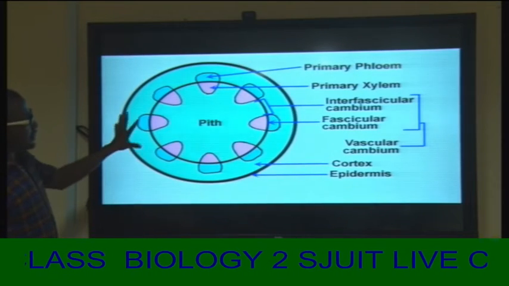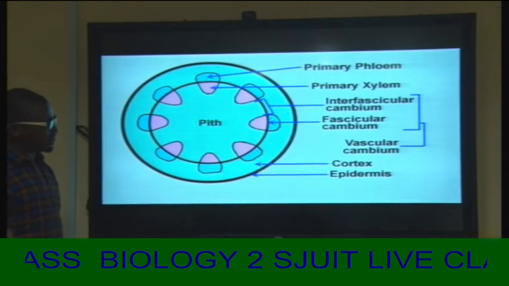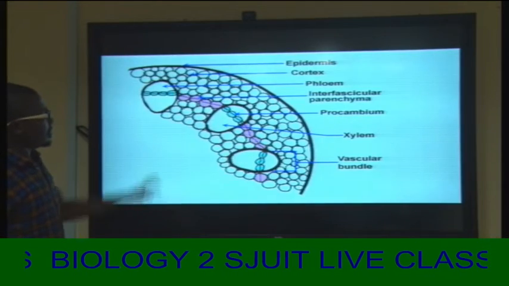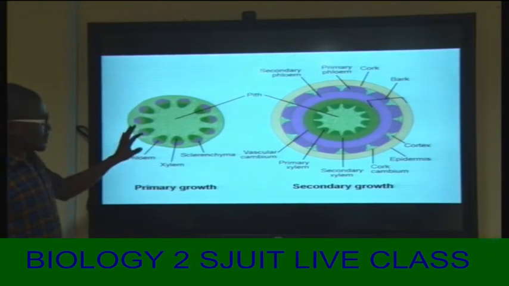Okay. So this is a diagram that shows how the cambium is formed, and the answer diagram here.